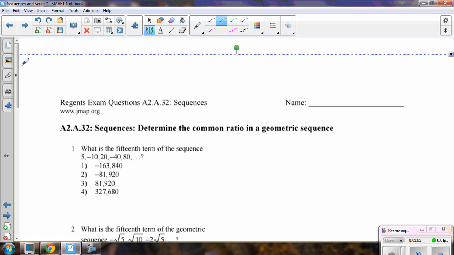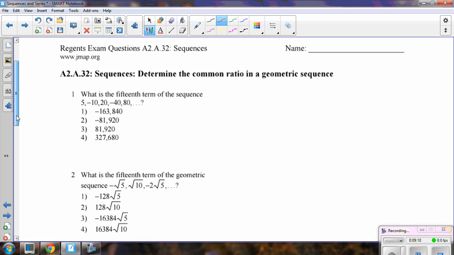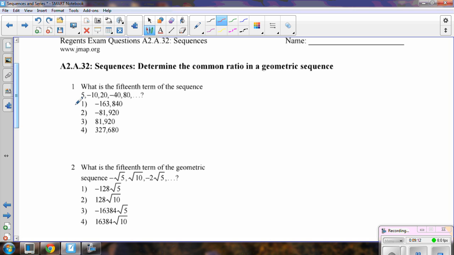These next things are sequences. Determine the common ratio in a geometric sequence. Again, this is just a little bit different. What is the 15th term of the sequence?